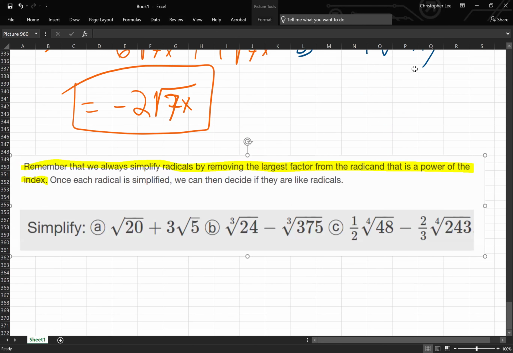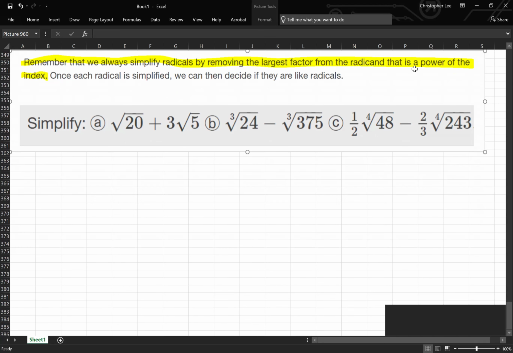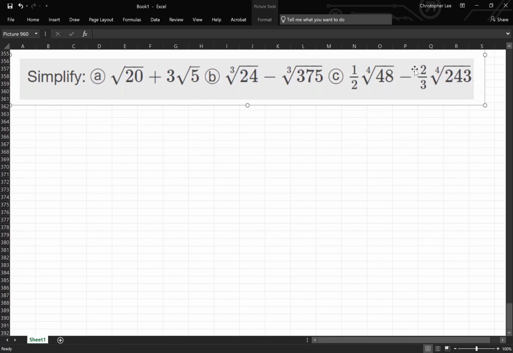So remember, we always simplify the radicals by removing the largest factor from the radicand that is a power of the index. Once each radical is simplified, we can then decide if they are like radicals. So let's take a look. I'm gonna try out A.